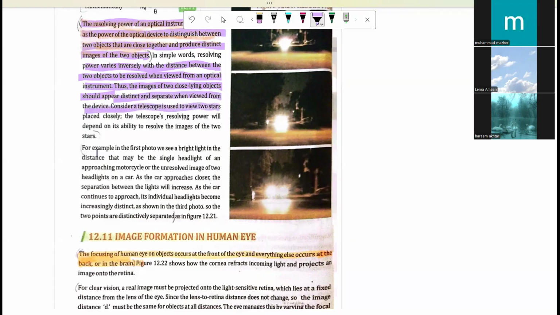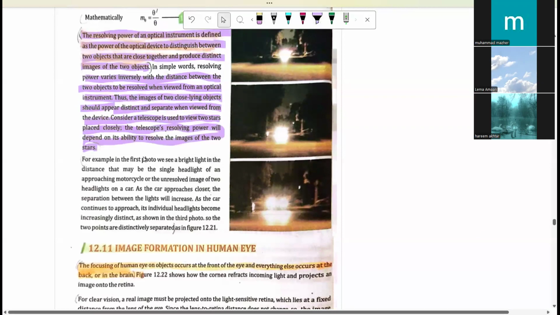Consider a telescope used to view two stars placed closely. The telescope's resolving power will depend on its ability to resolve the images of the two stars.